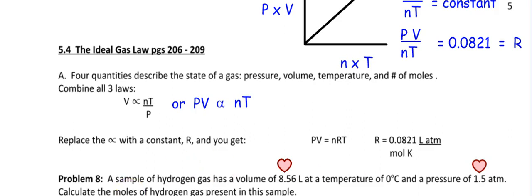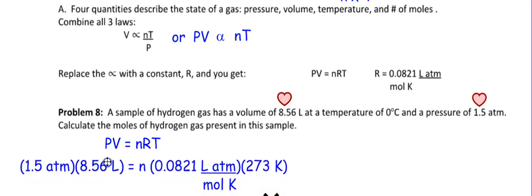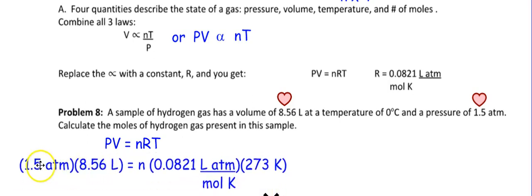So let's go ahead and do this. All right, so I have PV equals nRT, PIV NER. I think you all probably remember PIV NER. And I'm just going to plug all these numbers in. So here's my PV equals nRT. Notice I added to Kelvin. So when I solve for n, what will I do? Take 1.5 times 8.56, divide it by 0.0821, divide it by 273, and what do you get?